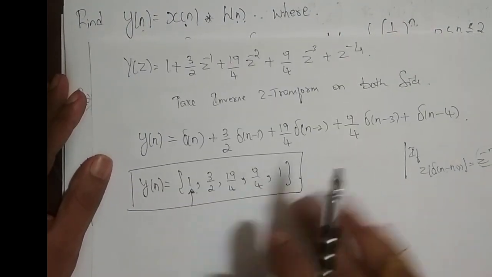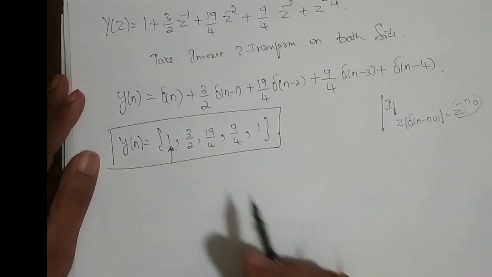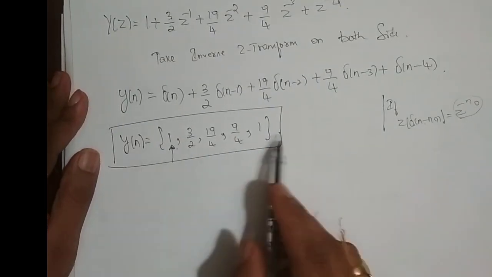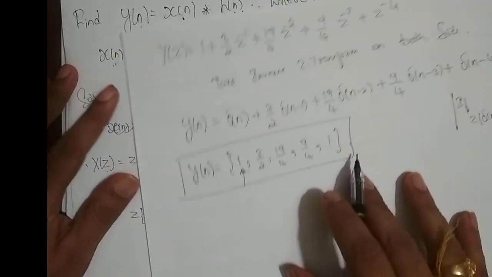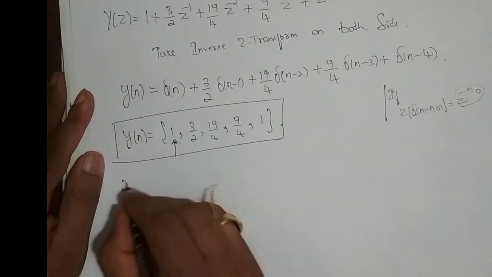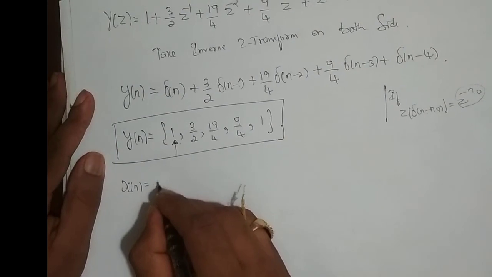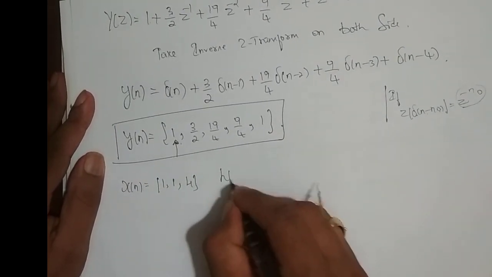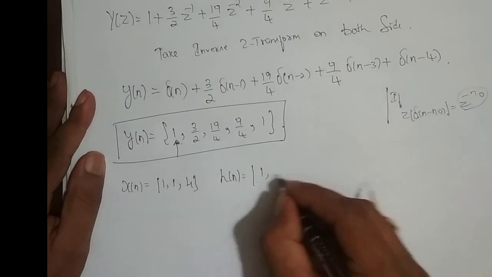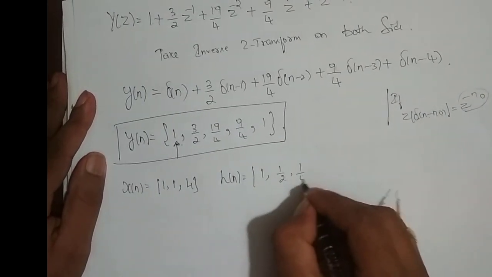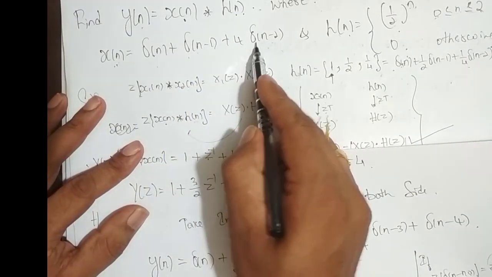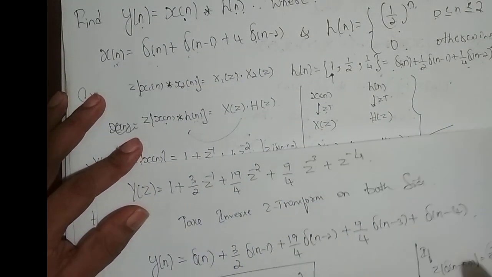Basically, I can cross check this answer. It's better we should know how to cross check whether what we did is right or not. What is our x of n sequence? X of n sequence is 1, 1, 4, right? And what is our h of n sequence? H of n sequence is 1, 1 by 2, 1 by 4. So it is 1 1 4 and it is 1 1 by 2 1 by 4.